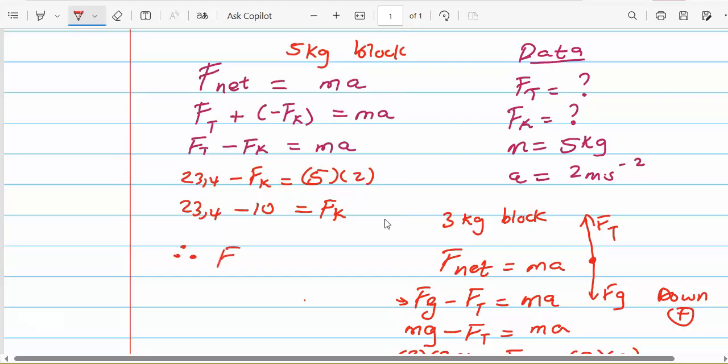Therefore, I can give them the answer and say, what is Fk equal to? So we can see that 23.4, like 23 minus 10 is 13. Then we still have that 0.4. Now, newtons.